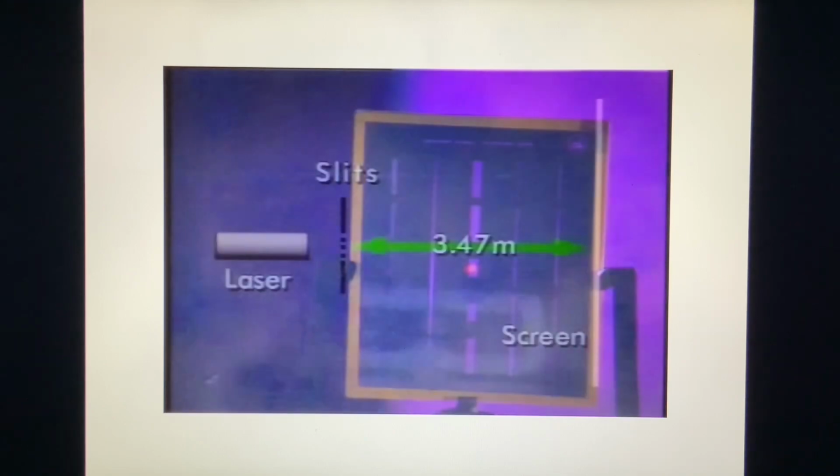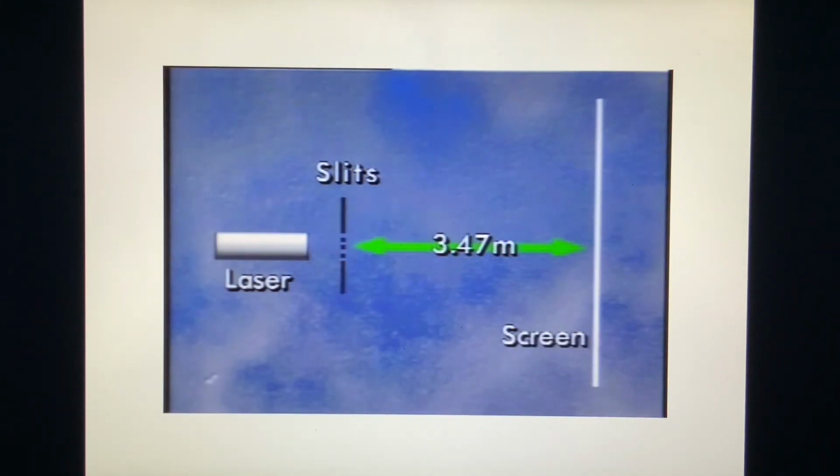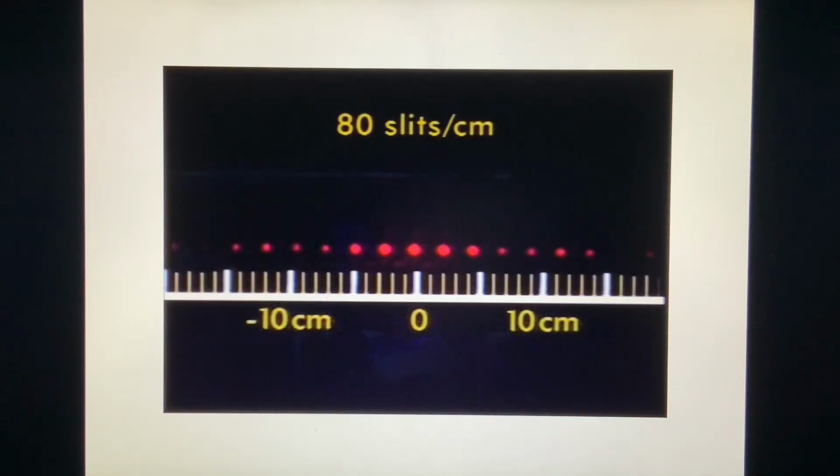We'll use these sets of multiple slits on a slide to show the interference of light passing through the slits. This laser will be our light source. Here is the setup of laser, slits, and screen. This is the pattern obtained with a slit spacing of 80 slits per centimeter.